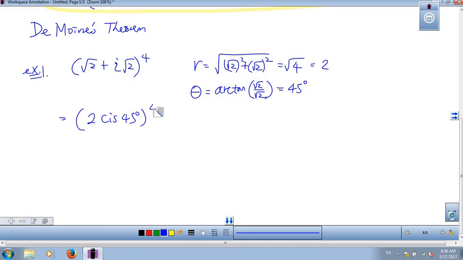Okay, so what we're doing here is taking 2 cis 45 degrees and raising this number to the 4th power. By using De Moivre's Theorem, it's going to be equal to 2 to the 4th power cis (4 times 45 degrees). So 2 to the 4th power is 16, and 4 times 45 degrees is 180 degrees. Cis 180 degrees.